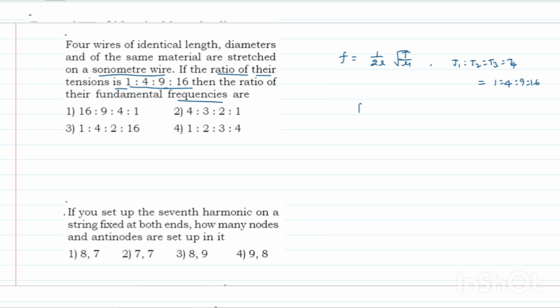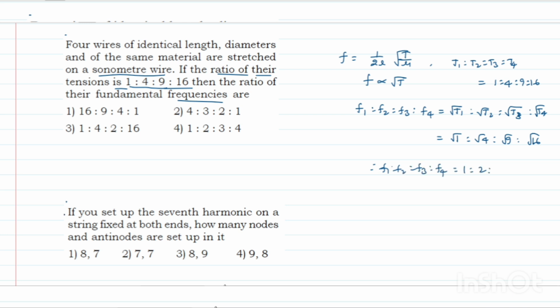They're asking the ratio of the fundamental frequencies. That means F1 : F2 : F3 : F4 will be equivalent to root T1 : root T2 : root T3 : root T4, since F is directly proportional to root T. That's nothing but root 1 : root 4 : root 9 : root 16, students. So the ratio of the fundamental frequencies will be 1:2:3:4. So this is the correct answer.